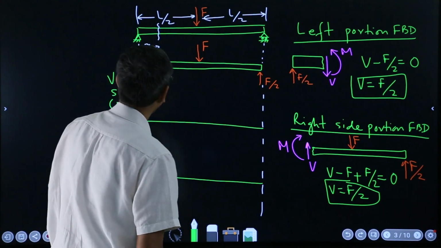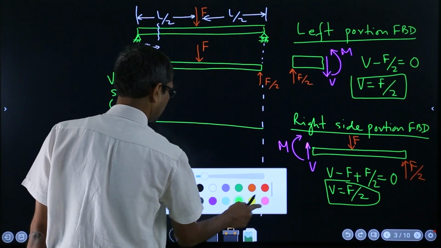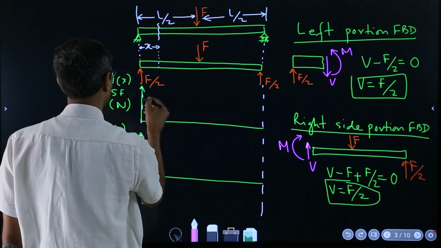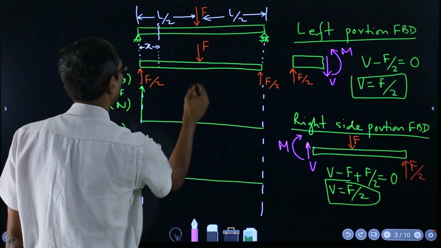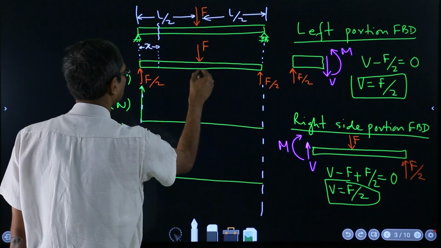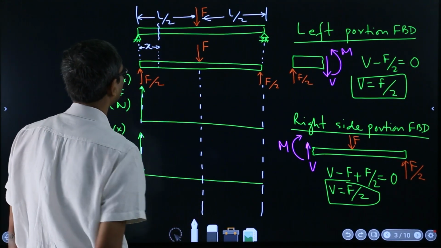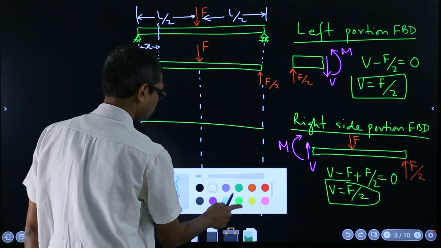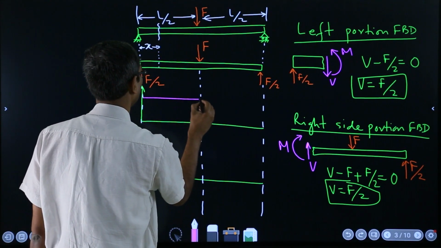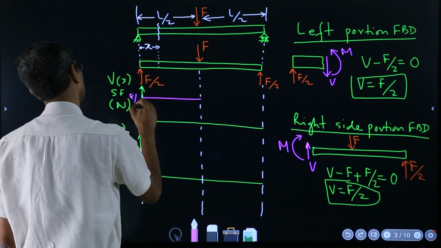So if we want to draw the shear force here, it's a positive F over 2, so we will just draw up to this point. It's also good practice to put these lines for all the segments at the beginning. Now at F over 2 you have these values. So this is at F over 2.